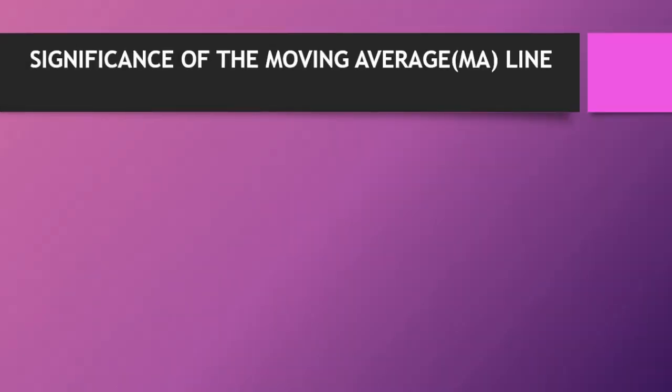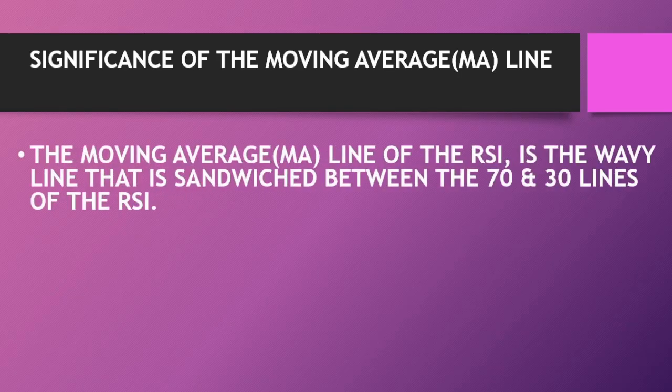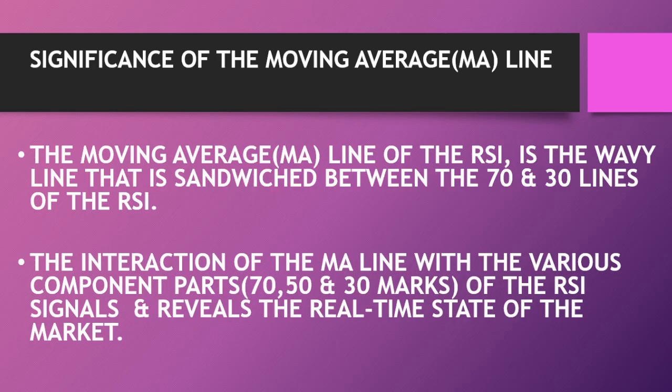The moving average line of the RSI indicator. The significance of the moving average line. The moving average line or MA line of the RSI is the wavy line that is sandwiched between the 70 mark and 30 mark lines of the RSI. The interaction of the MA line with the various component parts such as the 50, 70 and 30 marks of the RSI signals or reveals the real-time state or condition of the market.